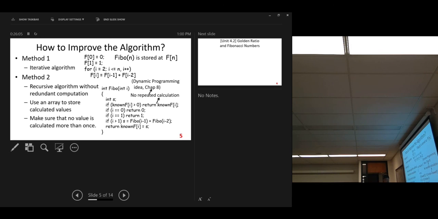We can also call it the dictionary method. Why do you call it the dictionary method? Because here, this array, we use it as a dictionary. After you calculate its value, next time we look it up in the dictionary. That's the way we use the dictionary. So we do not recalculate it. We just look up our dictionary and find the answer.